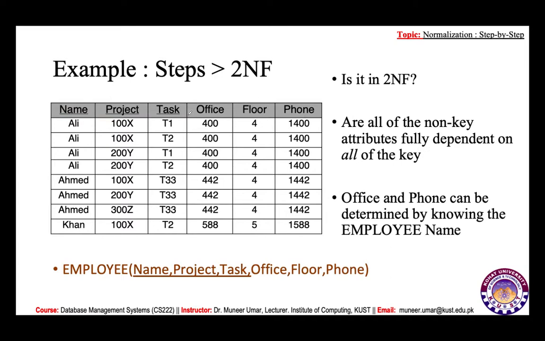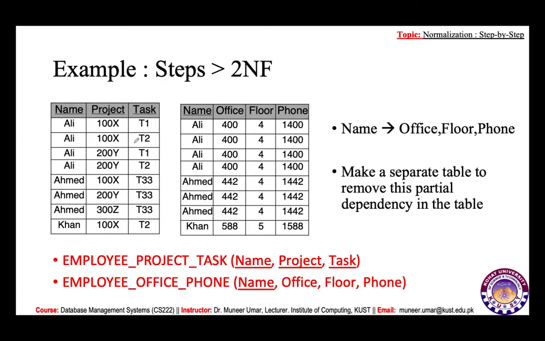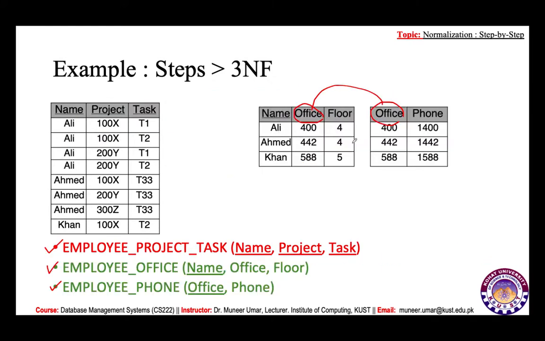For second normal form, we removed the partial dependencies among these attributes, and we decomposed this table into two more tables. And in third normal form, we checked for transitive dependency, which existed in this table. Name was determining office and office was determining phone. So we separated this and we decomposed this table into two more tables.